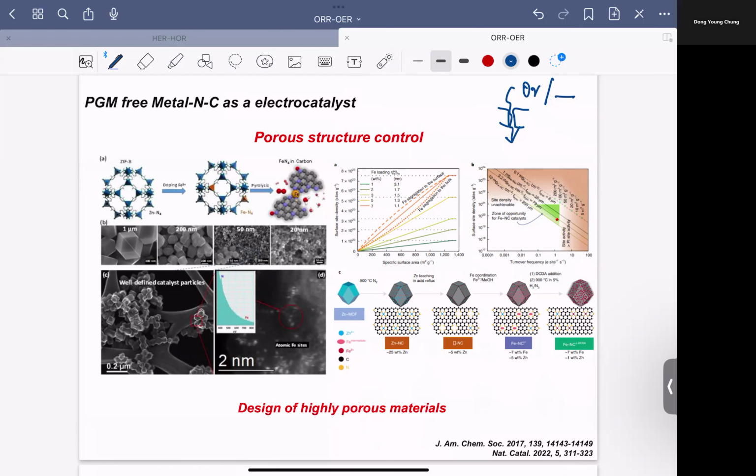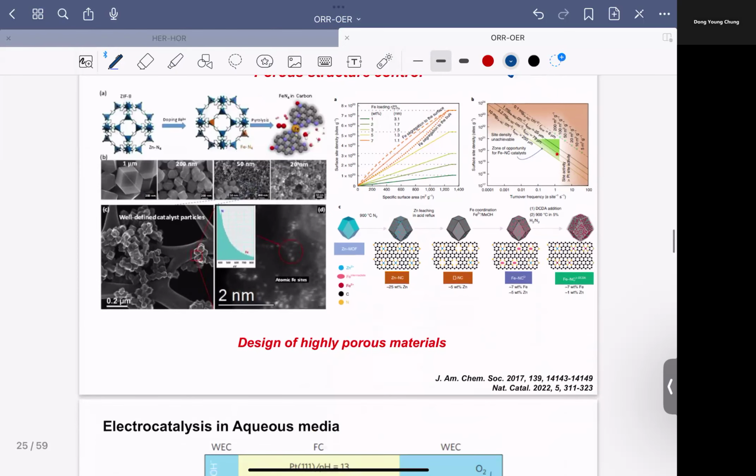Or people already think about that. What about increasing the data or introducing a mesostructure? For example, a hierarchical structure can be a good candidate, not only increasing the active site, but also increasing the utilization of the active site for the ORR.